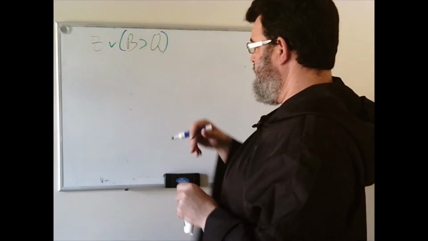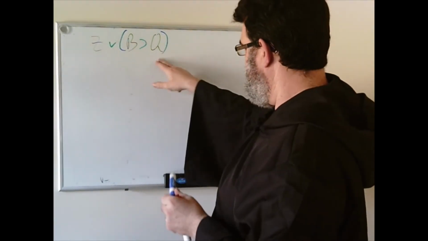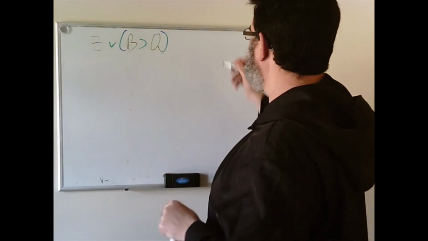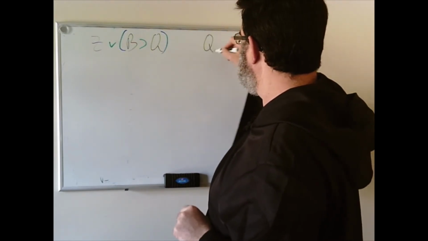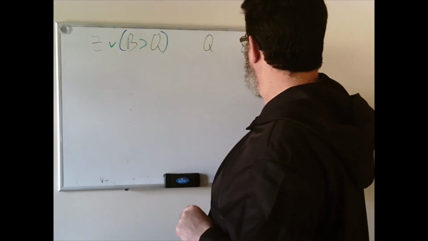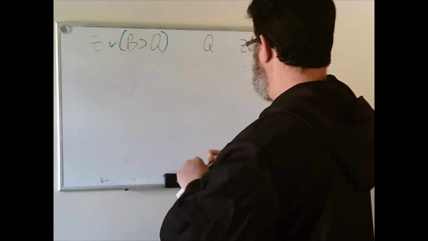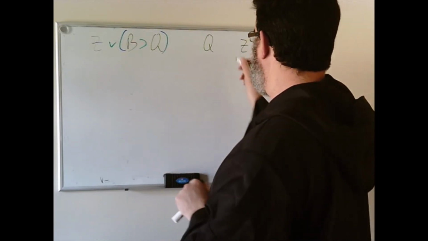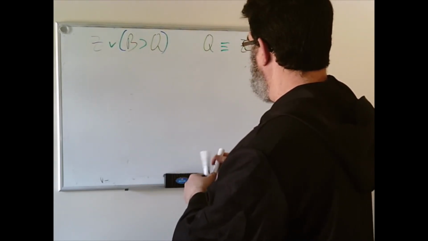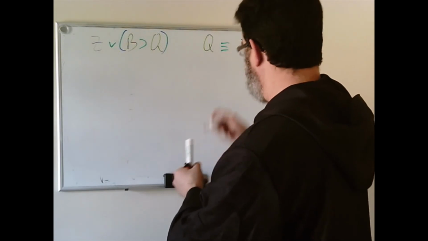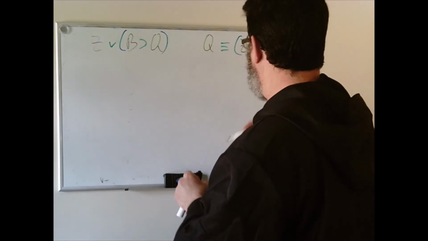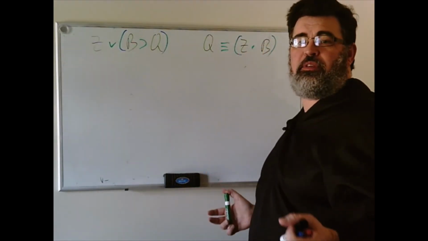I'm putting my parentheses around B to B and Q. And then for my second proposition, I'm going to say Q, and I'm going to go Z and B, and I'm going to say Q if and only if Z, oops, wrong parentheses color, put my parentheses on. And B. So now I have 2 propositions.